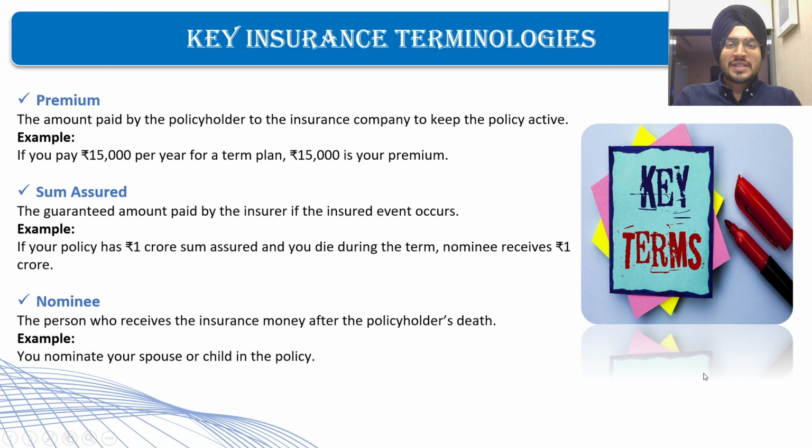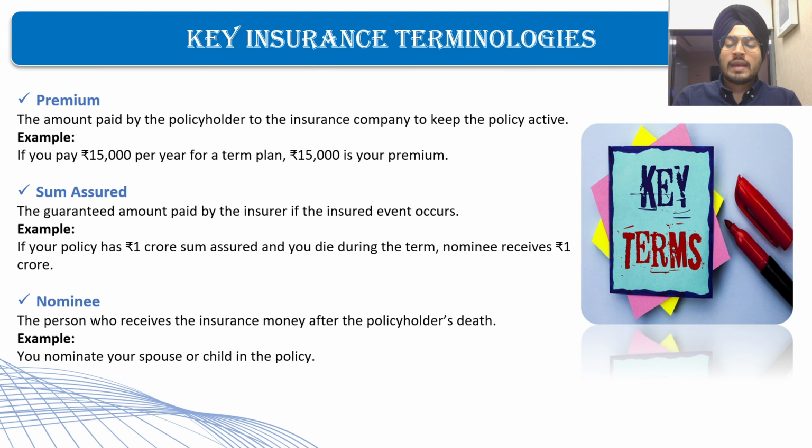Let's go through insurance terminologies so that we can understand the domain better. Premium, pretty easy. Amount paid by the policyholder to the insurance company. Example, so for a term plan, if we have paid 15,000 per year, then 15,000 would be our premium.